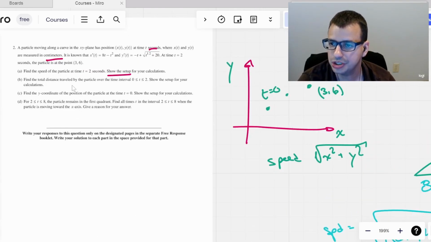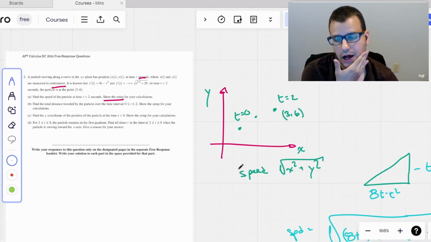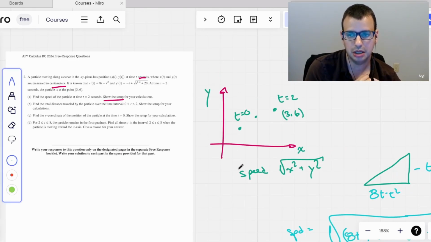Find the total distance traveled by the particle over the time period from 0 to 2. All right, so this is a little bit challenging.